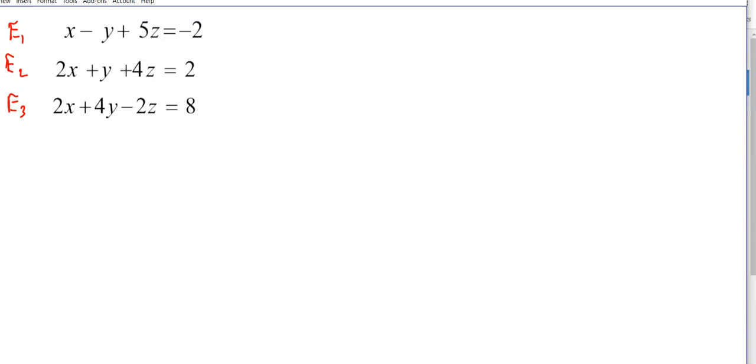Okay, so which one do we want to get rid of? This is terrible, but it just seems like Y is the easy choice here. So I'm going to do E1 plus E2. So that's what you want to do. You want to choose the easiest choice, E1 plus E2.